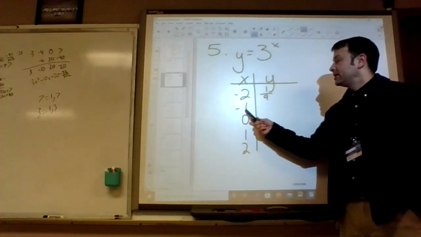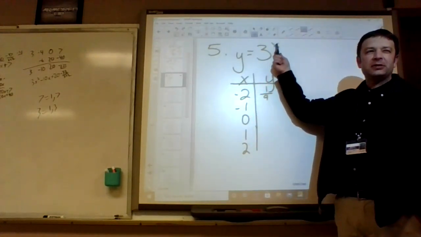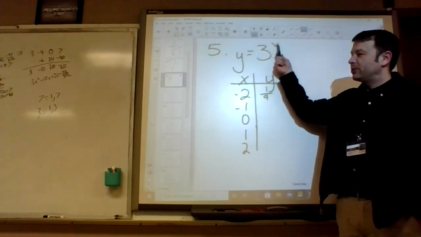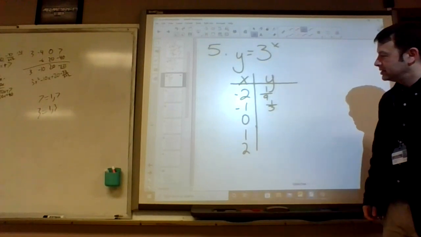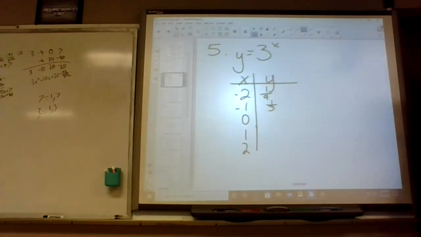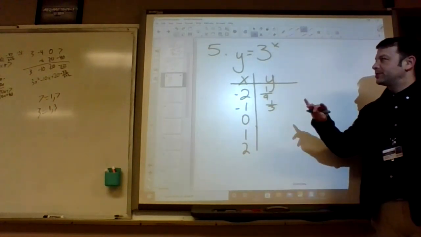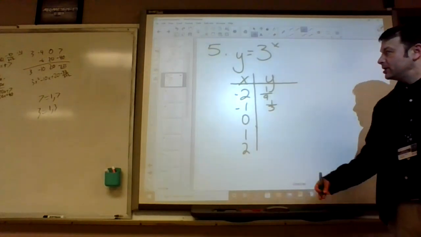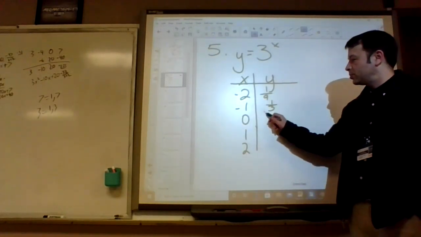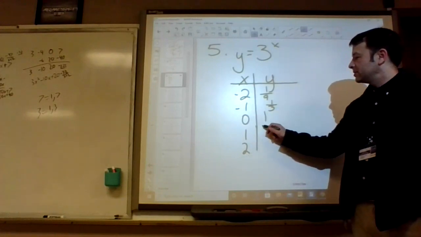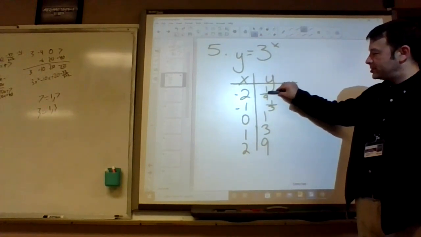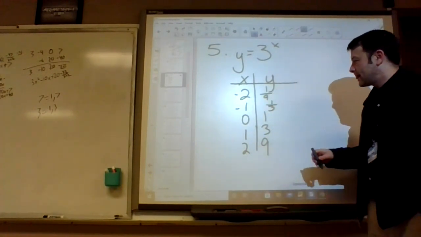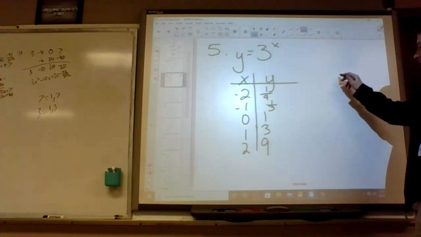Still number 5, but next one. -1, what's 3 to the -1? -3. No, 1/3. Okay, a negative in the exponent does not make the value negative. It just flips, makes it a reciprocal. Instead of 3, it's 1/3. What's 3 to the 0? Anything to the 0 is 1. What's 3 to the first? 3. What's 3 to the second? 9. Okay, so there is a kind of symmetry. 1/9, 9, 1/3, 3.